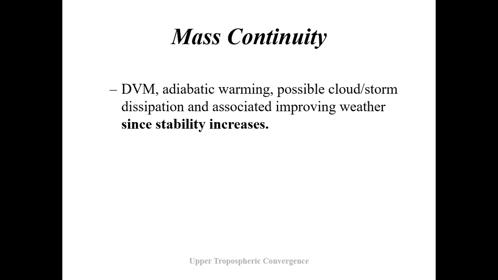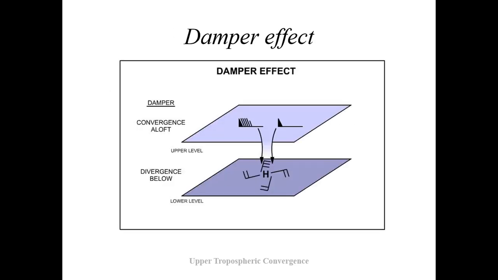As air sinks in the atmosphere, it's going to warm adiabatically due to compression, and possible cloud and storm dissipation occurs. You want rising air motion and adiabatic cooling to get clouds and storms. In this case, we have adiabatic warming and sinking air, and we have associated improving weather, and stability is increasing, it's getting better. Here's a diagram of the damper effect. Damper effect means good weather.